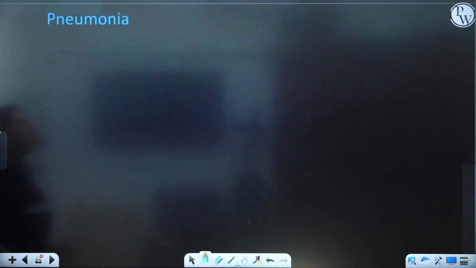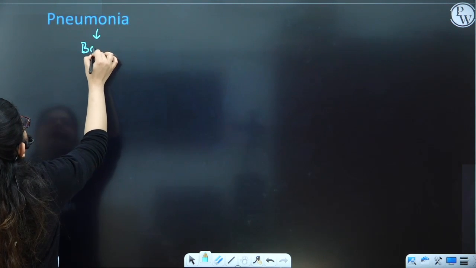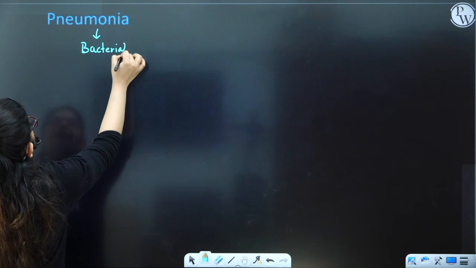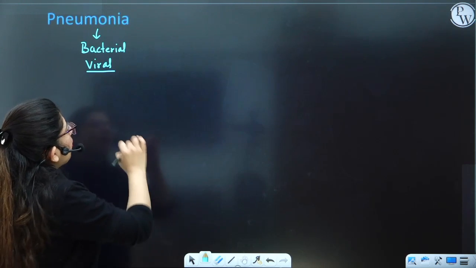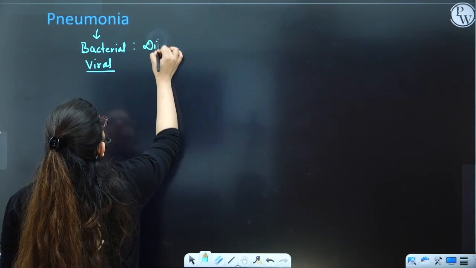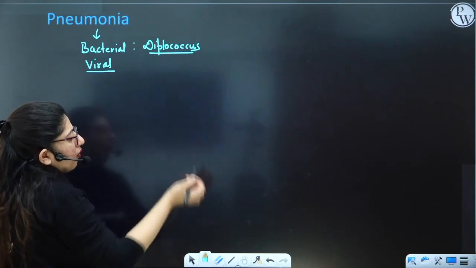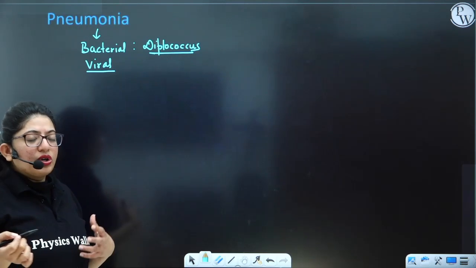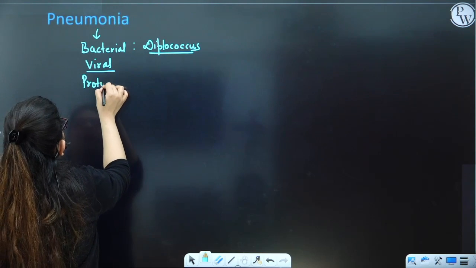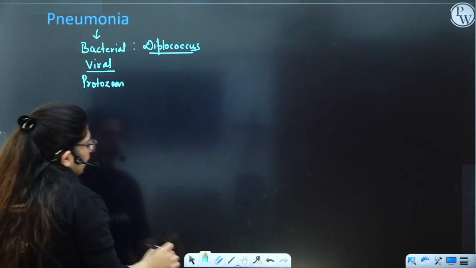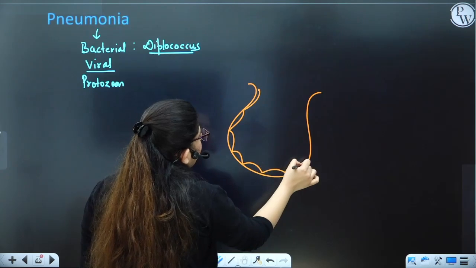Apart from this, there are certain other disorders like pneumonia. What happened in pneumonia? Pneumonia can be bacterial, it can be viral, right? If I'm talking about bacteria, it can be due to diplococcus. If it is viral, a lot of viral organisms can cause pneumonia, or some protozoans even can cause pneumonia. What happens in pneumonia is, if I have this alveoli, the wall of alveoli will get inflamed.